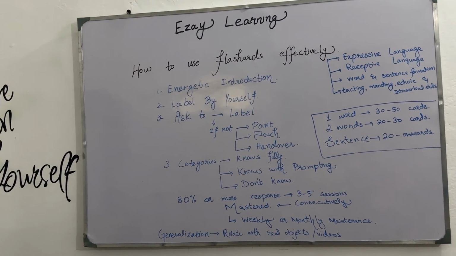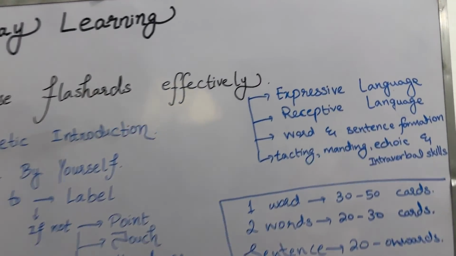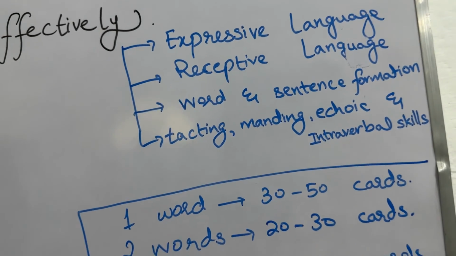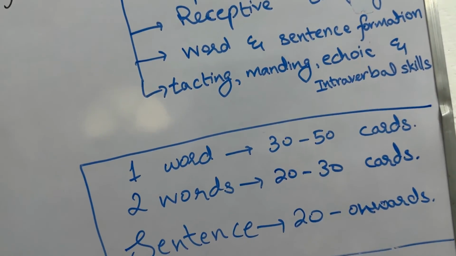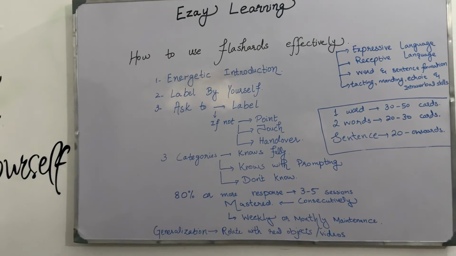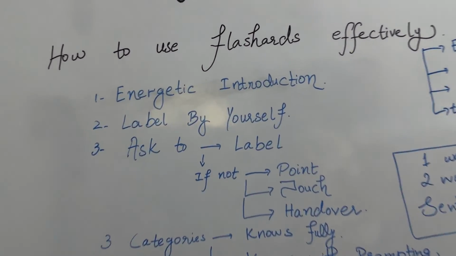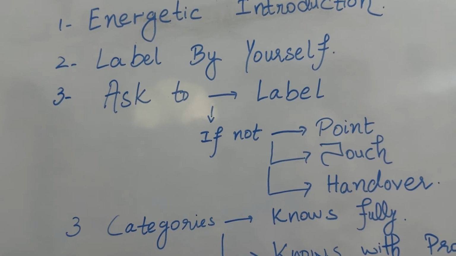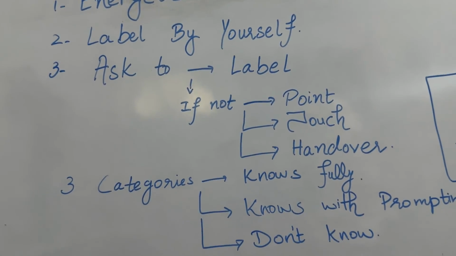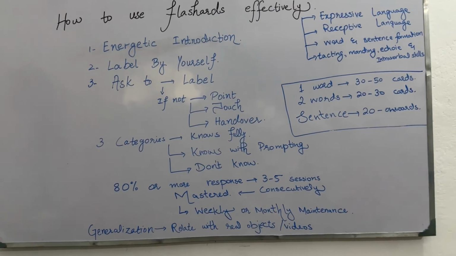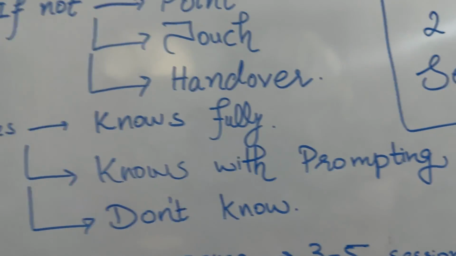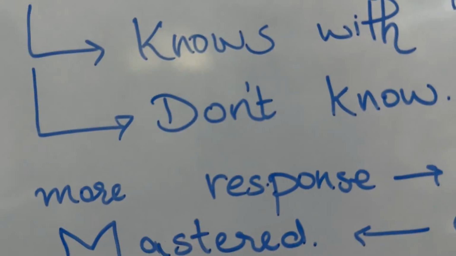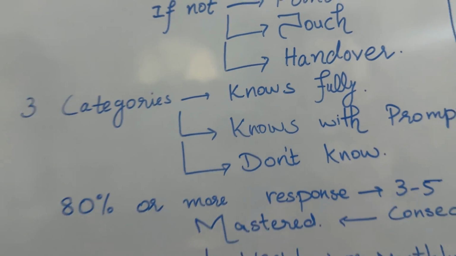So to summarize today's video, we can say that flashcards can be used effectively for expressive language, receptive language, word and sentence formation, tacting, manding, echoic and intraverbal skills. And how we can use flashcards effectively is we can have an energetic introduction, label it by ourselves, and then ask the child to label or point, touch or hand over the card. The cards can be divided into 3 categories, which is knows fully, knows with prompting, and don't know. And we can then work on moving the don't know category towards the knows fully.